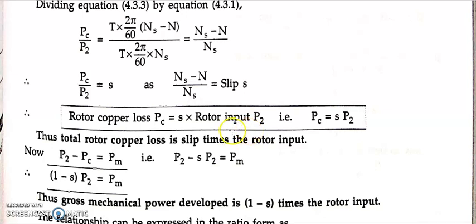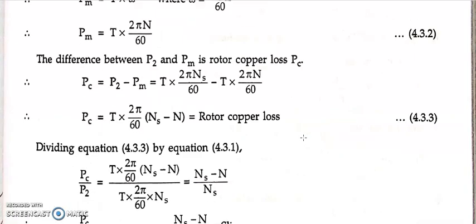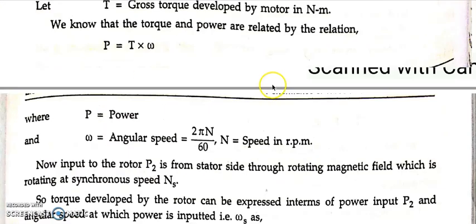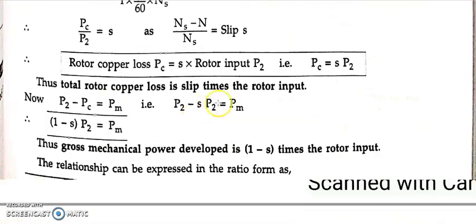Hello guys, in continuation of the earlier class, we came to know that rotor copper loss PC is equal to slip times the rotor input. So we found the relation between P2 as well as PC. Still PM is remaining, because the topic was the relation between P2, PC, PM. So I need to find the relation between PM as well. The rotor total copper loss is slip times the rotor input.